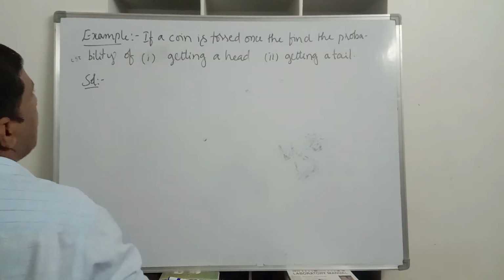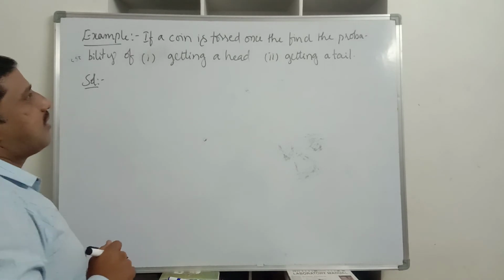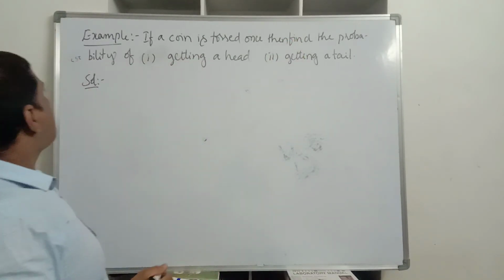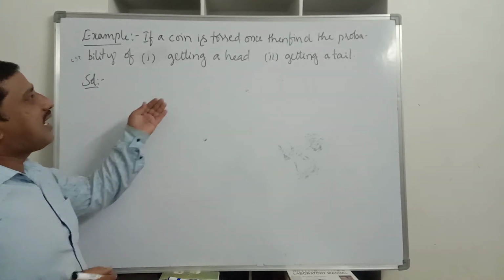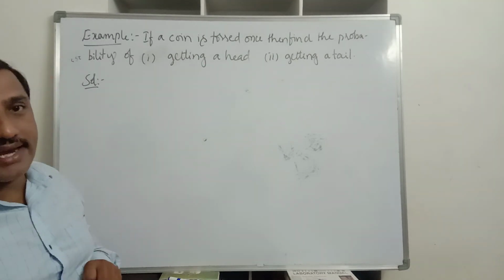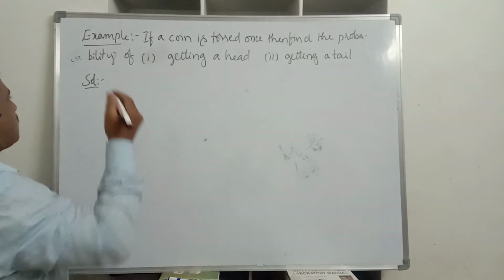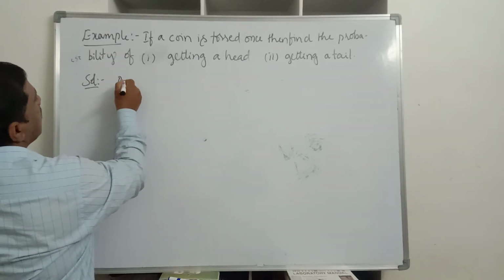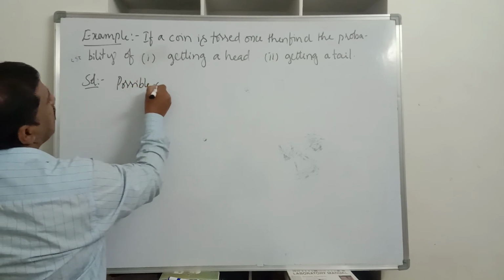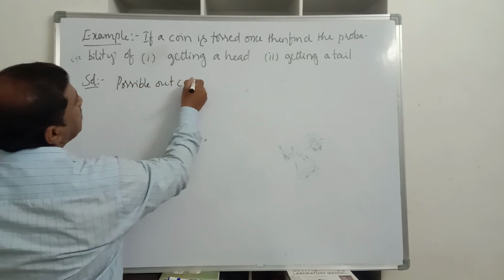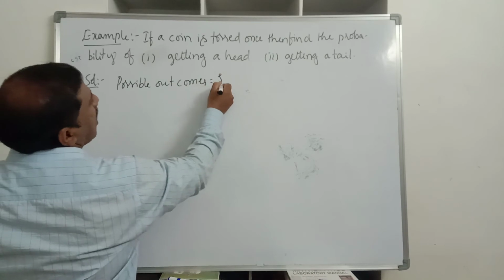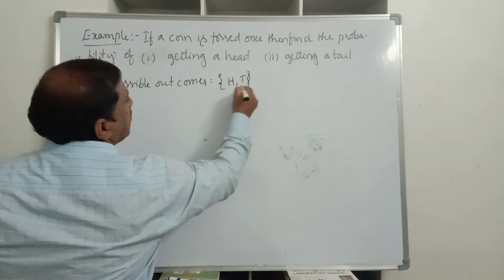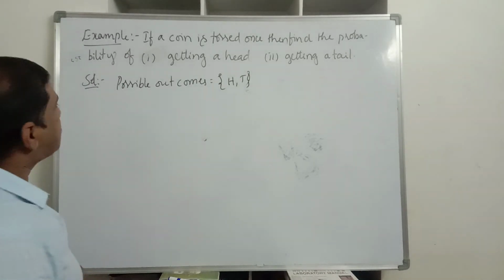Now, an example. If a coin is tossed once, then find the probability of getting a head and of getting a tail. So 2 sums are there. Here, a coin is tossed. What are the possible outcomes we get? It is a head or a tail. So there are 2 possible outcomes.